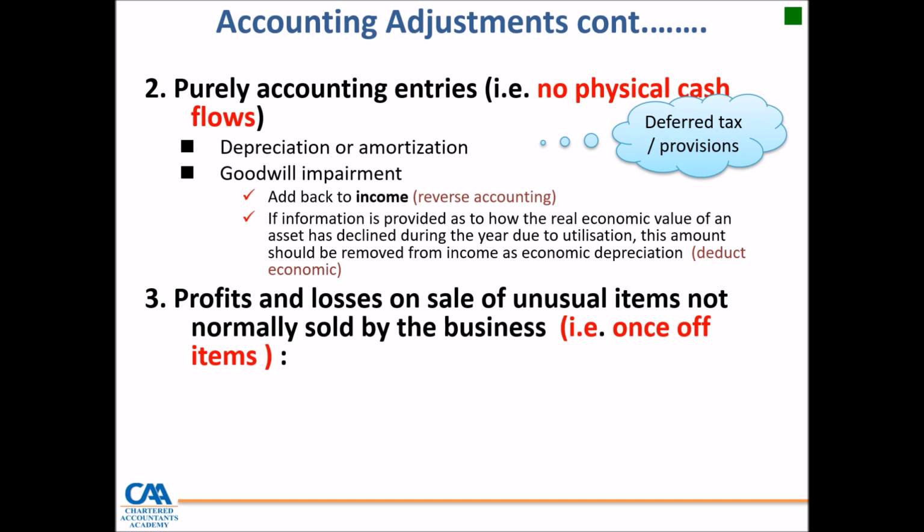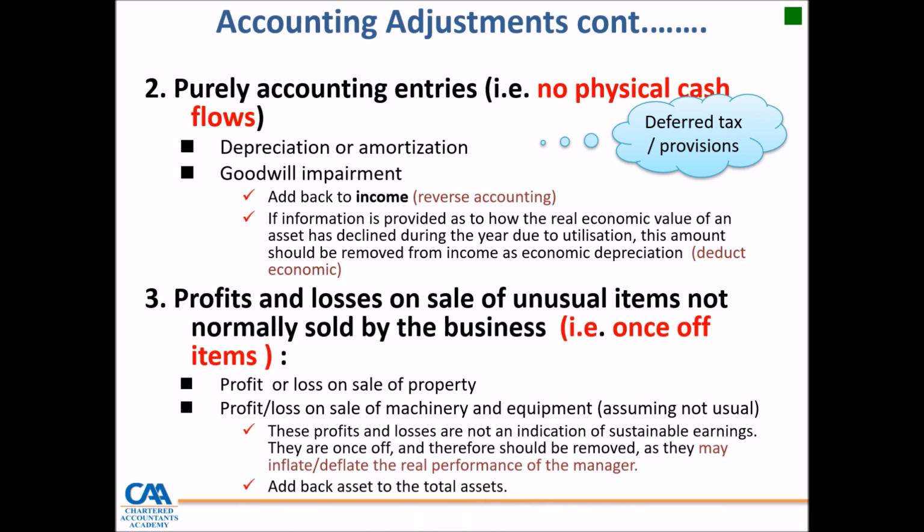And for profits and losses on sale of unusual items not normally sold by the business, that is what we call once-off items, which we discussed are not sustainable and would distort the long-term profits of the business. So how do we adjust for this? We have your profit or loss on sale of property, assuming it is not usual. These profits and losses are not an indication of sustainable earnings. They are once-off and therefore should be removed as they may inflate or deflate the real performance of the manager.